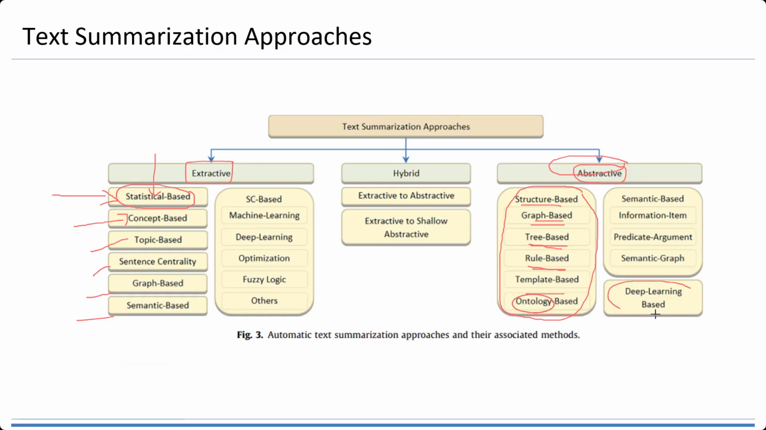Of course, we can use deep learning to create the best abstract. In the middle, there is hybrid. It means the combination of extractive and abstractive. So we can go from the extractive to abstractive: we first extract something and then we generate new text. Or from the extractive, we want to create a shallow abstractive. Shallow abstractive means we still have the abstract, but it will be more abstract.